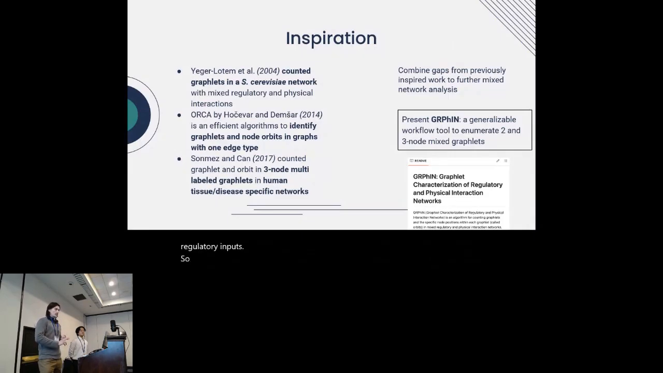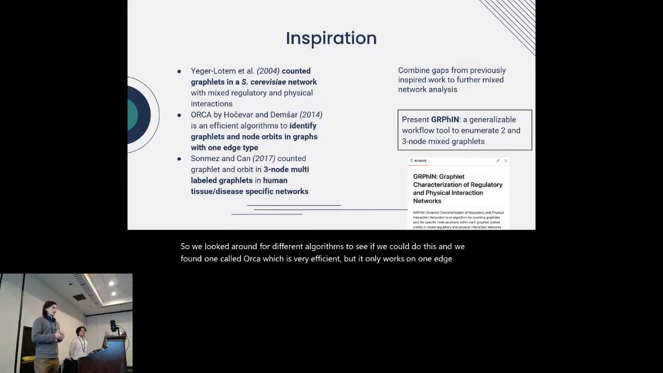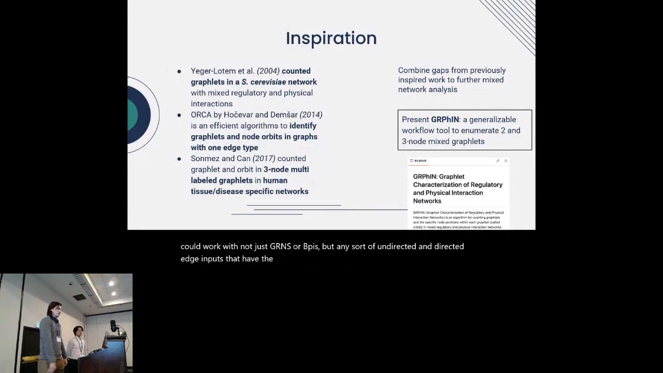We looked around for different algorithms to see if we could do this, and we found one called Orca, which is very efficient, but it only works on one edge type. Furthermore, we were also inspired by a paper by Sonnenschein and Khan, which did something very similar, but they counted graphlets in a very specific network with many different undirected and directed edge types, and we could not find open source code to apply this to our networks. So we wanted to combine all of these gaps and create a tool that could work with not just GRNs or PPIs, but any undirected and directed edge inputs that have the same node representation.